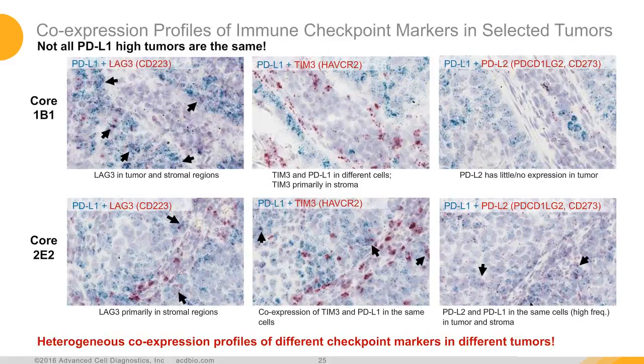In comparison between these two tumor tissues, LAG3 is expressed in both tumor and stromal regions in core 1B1, but primarily in the stromal compartment in core 2E2. TIM3, however, was expressed almost mutually exclusively with PD-L1 in core 1B1, but co-expressed in various cells in core 2E2. PD-L2 was primarily expressed in stroma in core 1B1, but also expressed in both stromal and tumor regions in core 2E2.